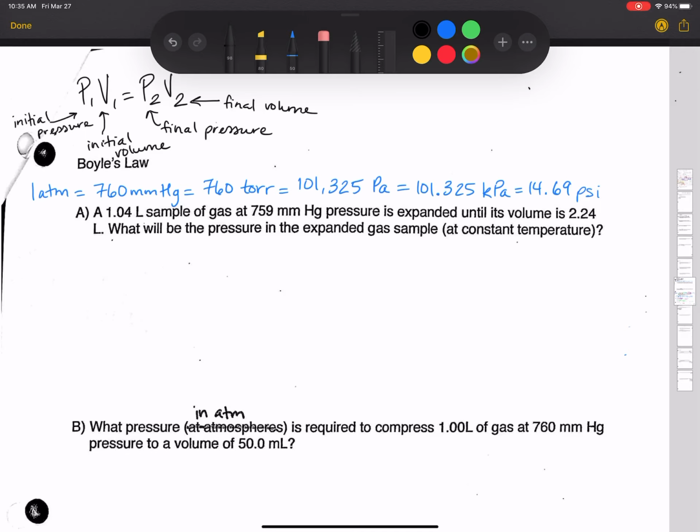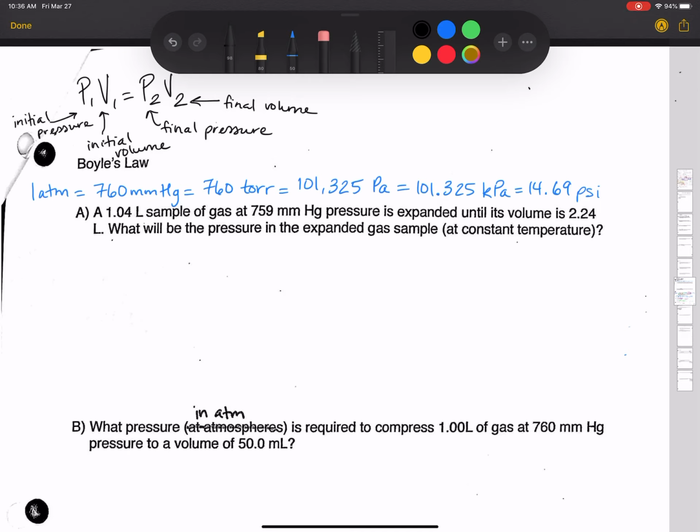As a reminder, if it says P1 or V1, that means that was the initial pressure or the initial volume. If it says P2 or V2, that means the final pressure or the final volume. So let's look at question A.